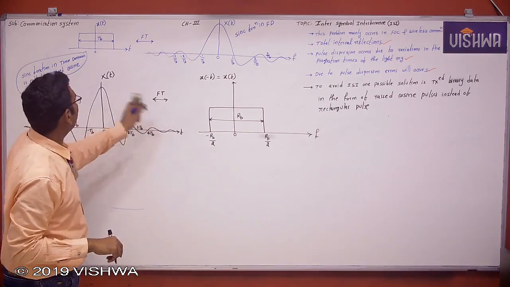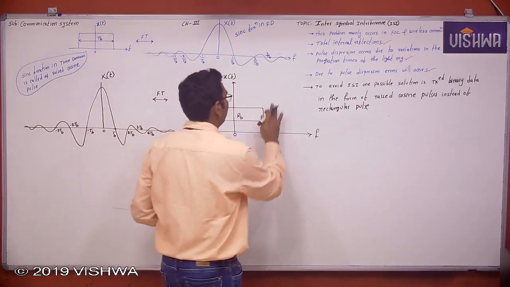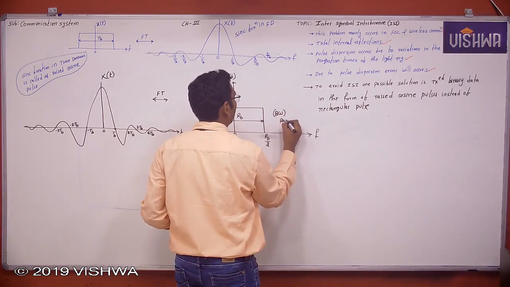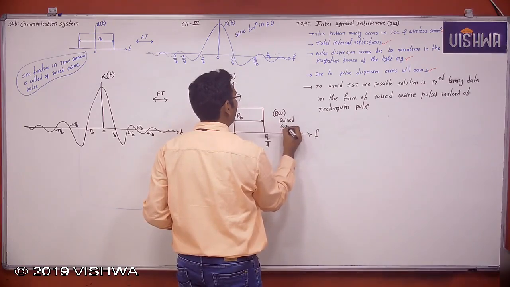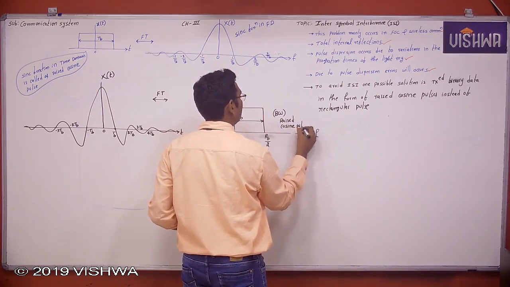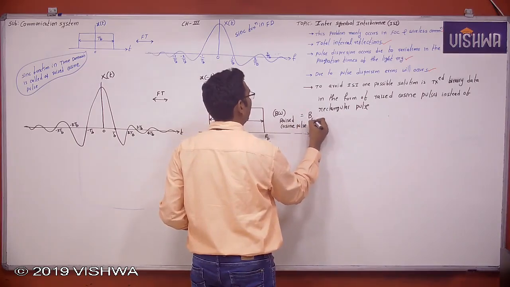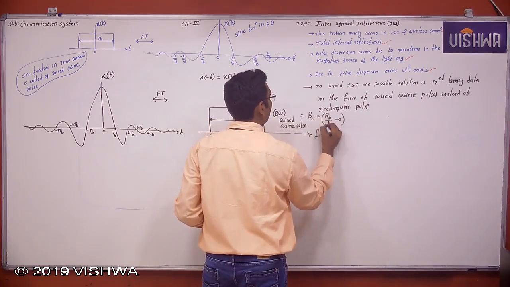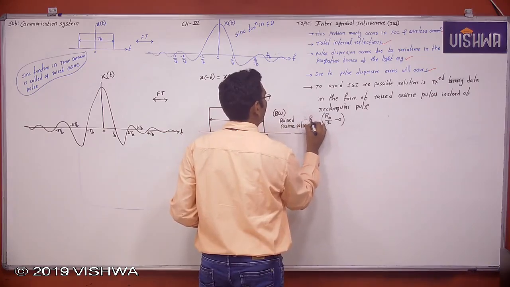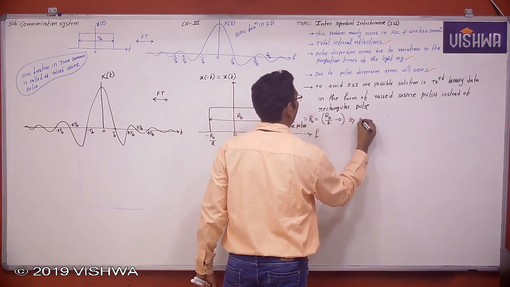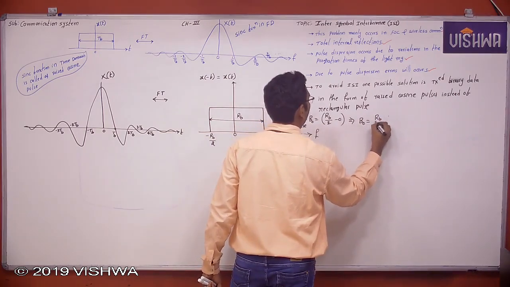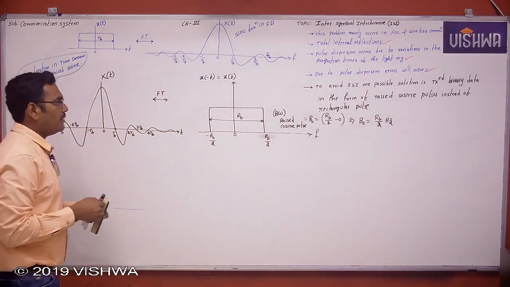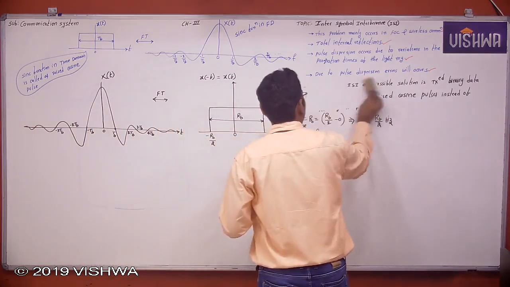Now what is the bandwidth of the raised cosine pulse? The bandwidth of the raised cosine pulse, let us represent it by B naught, which is equal to RB by 2 minus 0. Therefore, the bandwidth of the raised cosine pulse is B naught, which is RB by 2 hertz. It is good, but which case is this?